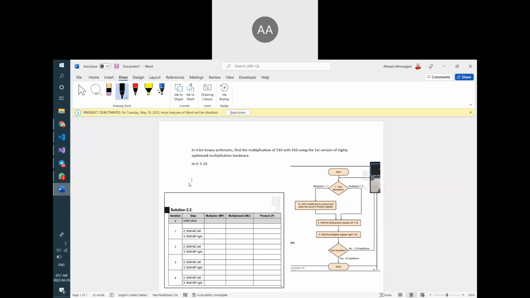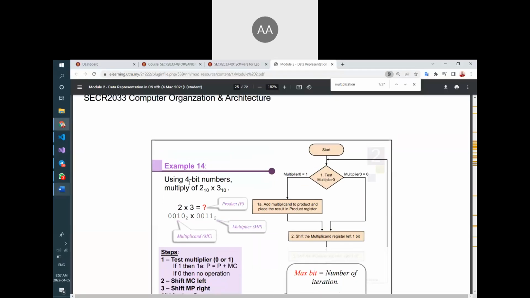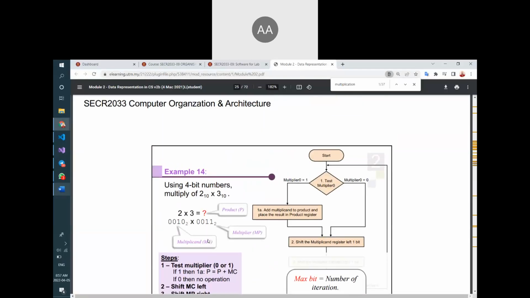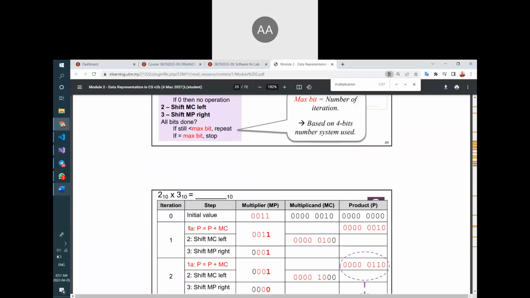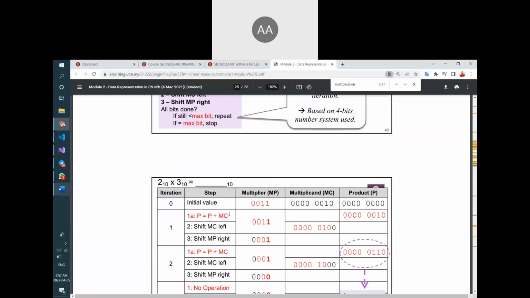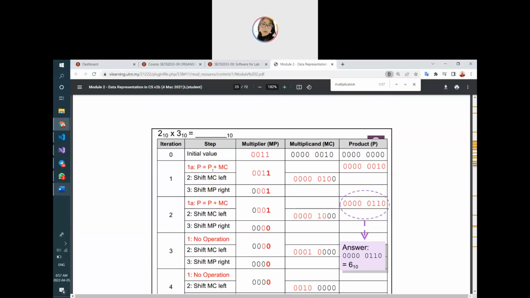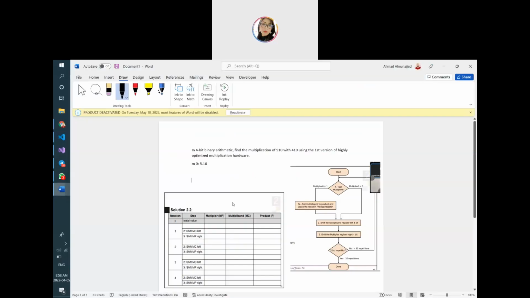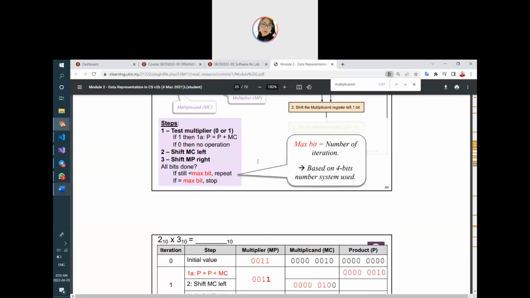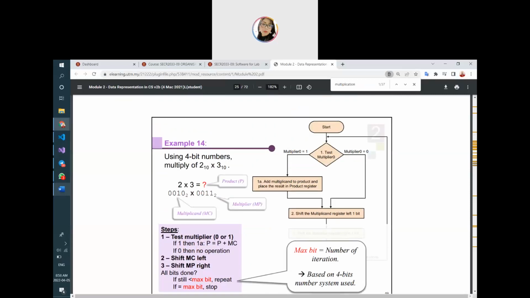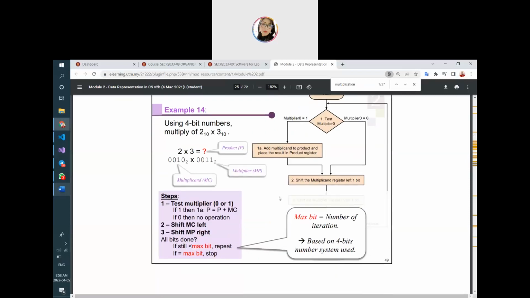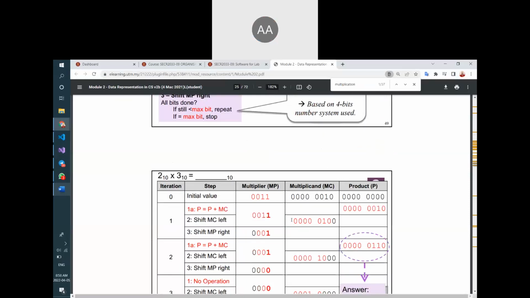Okay, doctor. So first of all, I should fill the initial value here. Initial value will be the first row. This one. You can follow and teach. Maybe some of your friends can teach you.